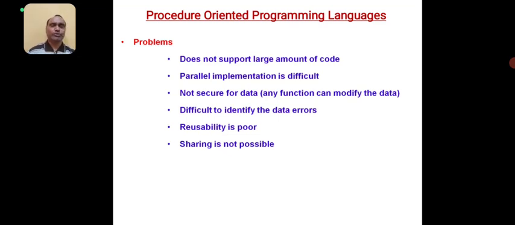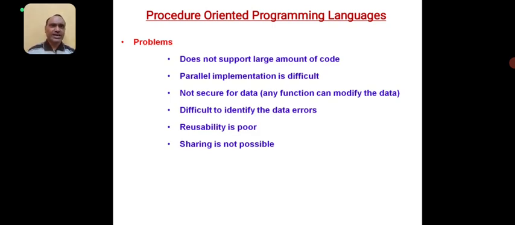Whereas in object-oriented programming languages, any application can be developed quickly or as fast as possible because reusability will be there. But in procedure-oriented languages, this reusability concept is very poor. So that is the problem with the procedure-oriented programming language. And sharing of the code is also not supported in procedure-oriented programming languages, whereas in object-oriented programming languages, once the code is developed, you can share that code with anyone, and that code can be reused.